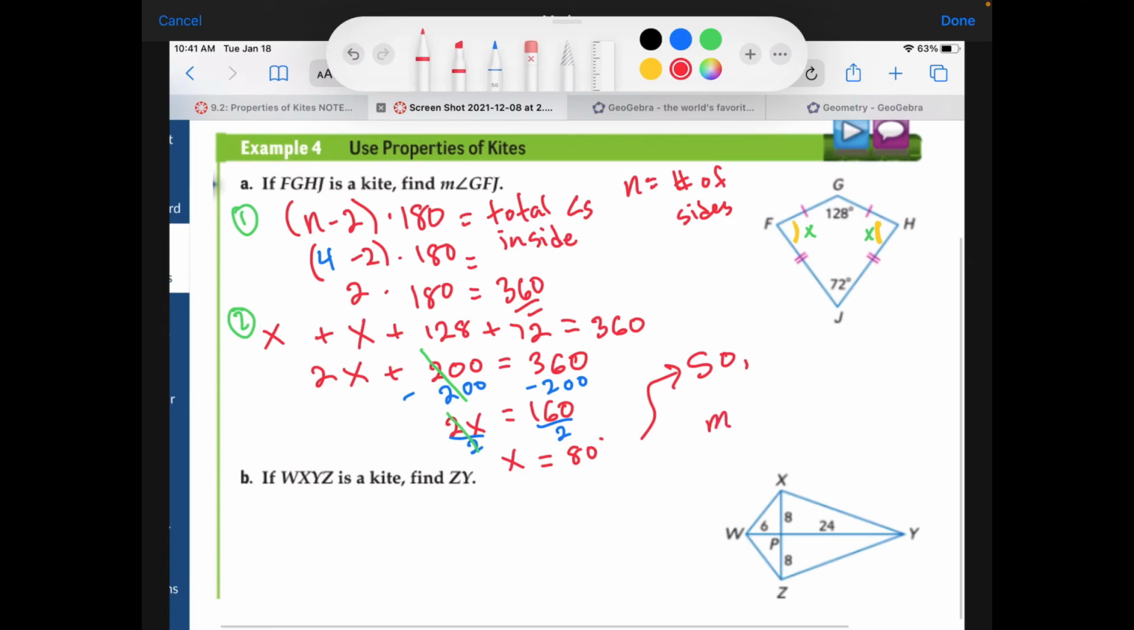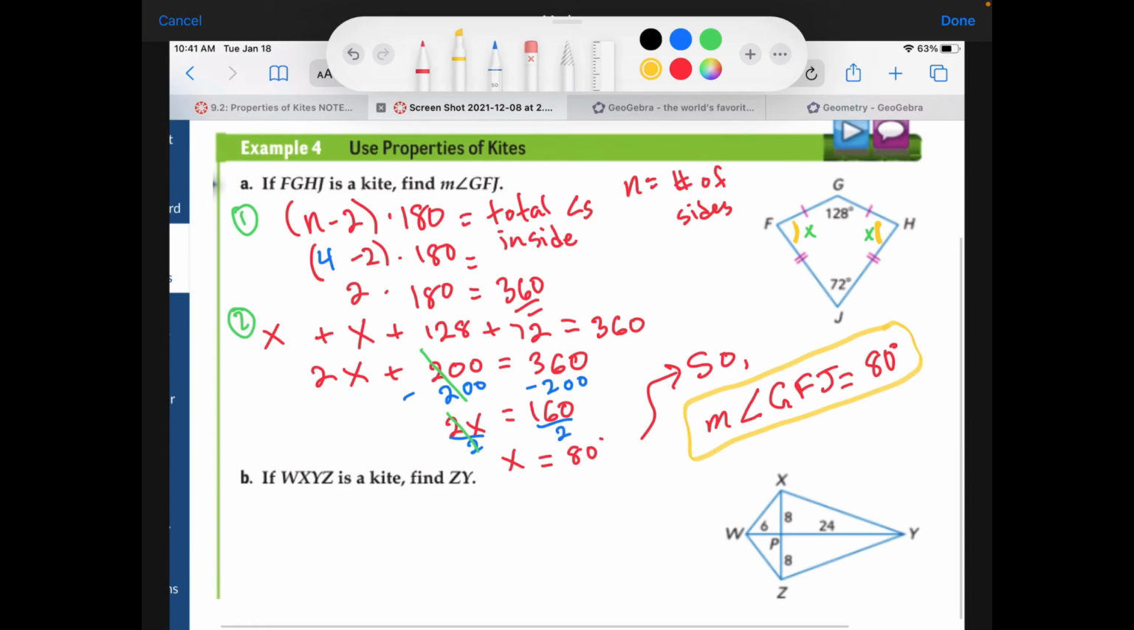So that gives me the measure of angle GFJ is going to equal 80 degrees. That's my answer. All right. Very, very good. Let's try another one.